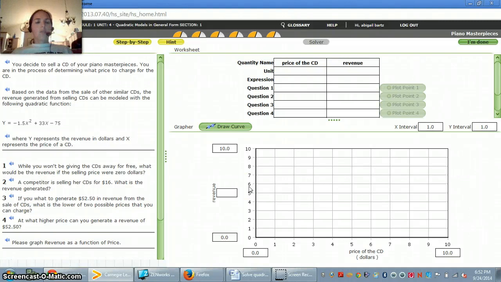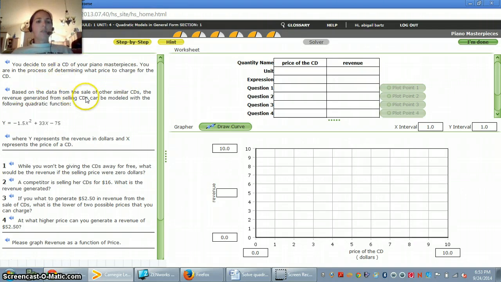Hi, this is just a brief tutorial on how to get through Module 1, Unit 4, Quadratic Models in the General Form, Section 1. So you've already gone through the step-by-step, and so I want to walk through another problem with you. It says you decide to sell CDs of your piano masterpieces. You're in the process of determining what price to charge for the CD.